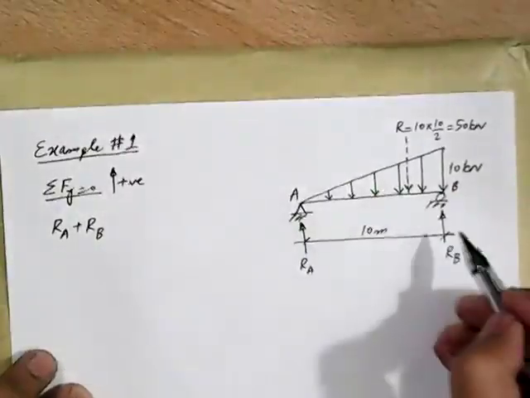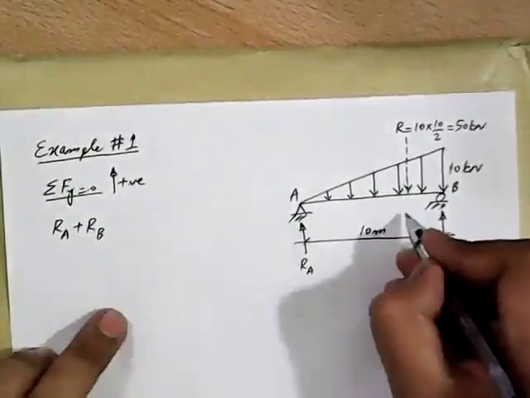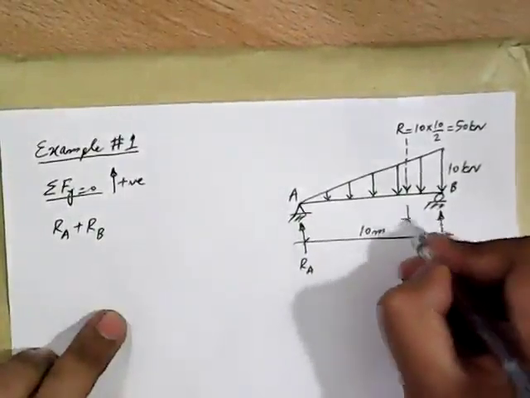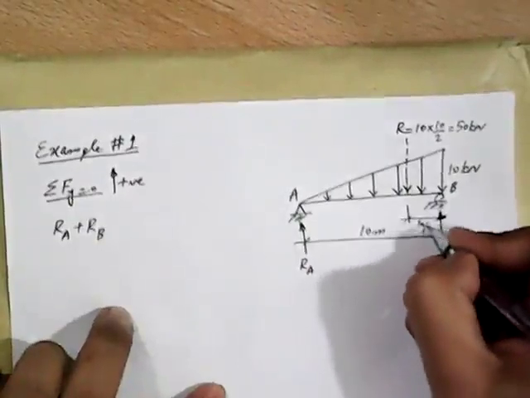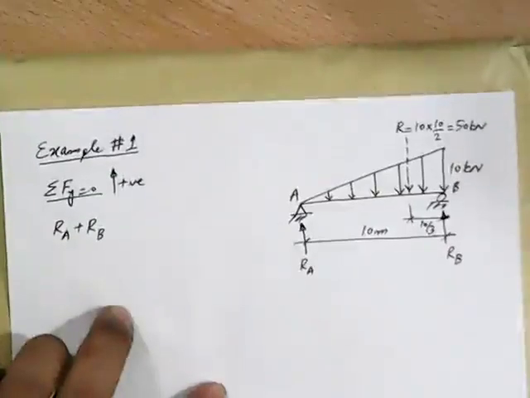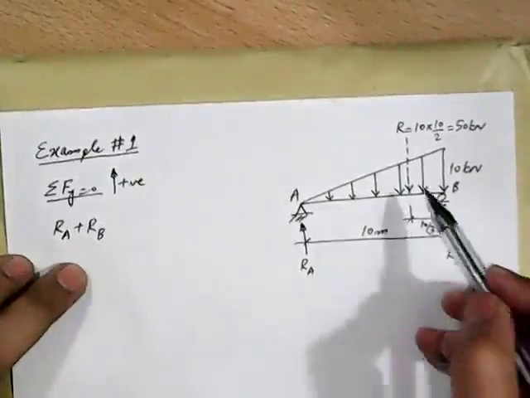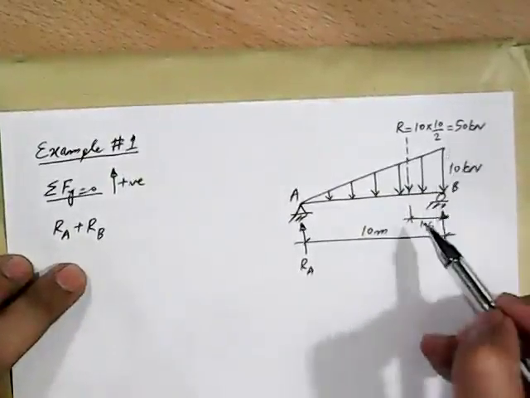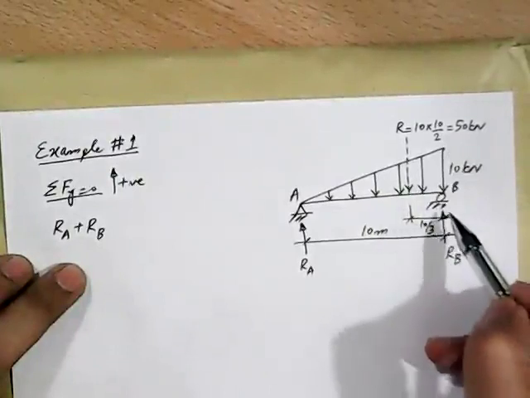This gives us 50 kilonewton. So the resultant of this VDL is 50 kilonewton and it will act at a distance of 10 by 3 from point B. So we have a resultant whose magnitude is equal to 50 kilonewton and it acts at a distance of 10 by 3 from point B.